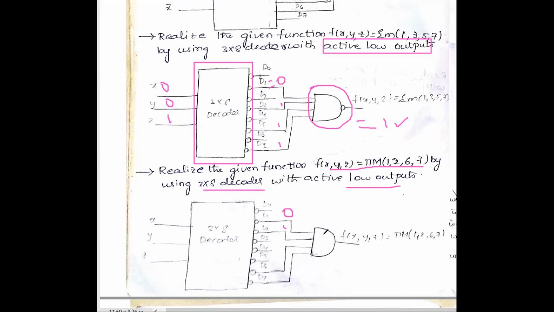This 0 line is connected to the AND gate. For the max terms, the output must be equal to 0, so we are using the AND gate. Here, for max terms, and since active low is given for min terms, we have used the NAND gate.